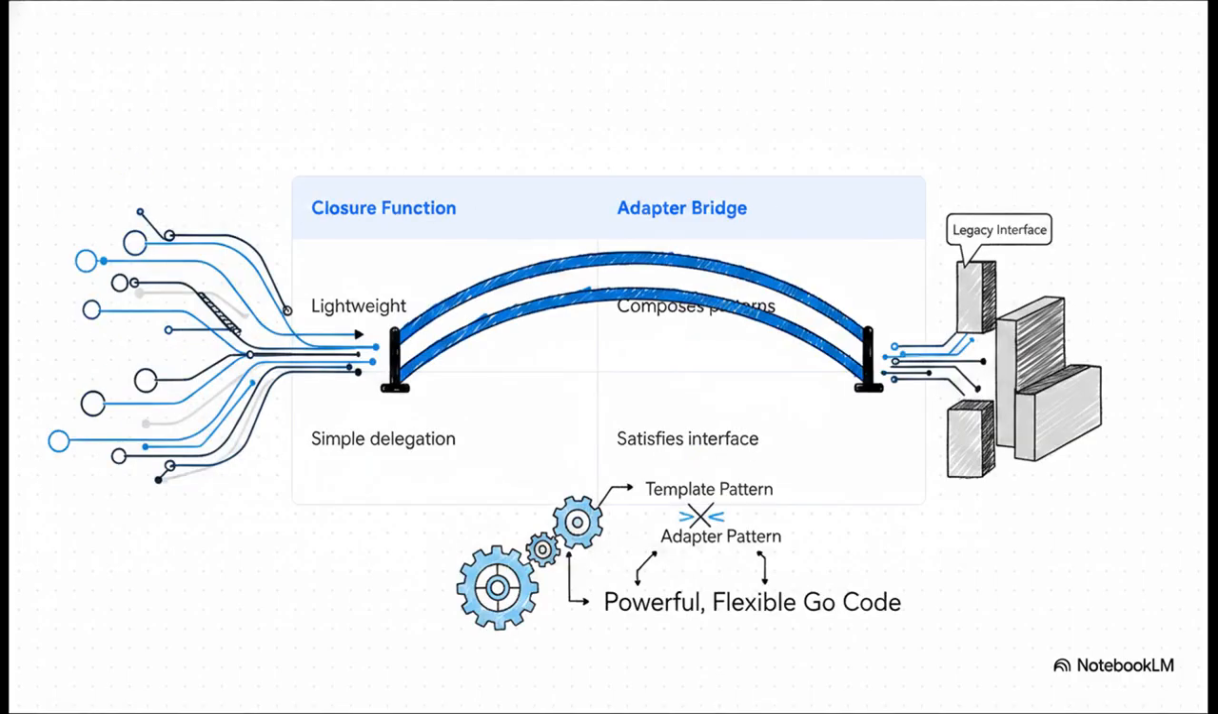And we can take it even a step further by using an adapter bridge. This lets us seamlessly connect our lightweight closures with those existing rigid interfaces. Sometimes you're stuck working with a legacy interface you can't change, right? But you still want that simple feel of passing a closure. By wrapping your functional closure in an adapter type that naturally satisfies the target interface, you get the absolute best of both worlds. It's a perfect example of composing patterns together.